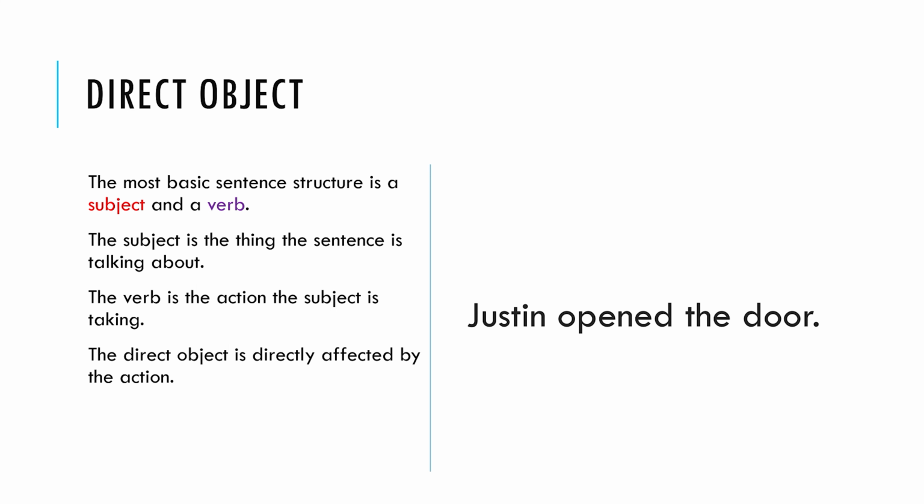Justin opened the door. By now, you should be identifying the subject pretty quickly. Hopefully, you're identifying the subject as Justin, the star of the sentence. What is the subject doing? Well, he's opening the door, so that's the verb. Now you're going to ask yourself, what's happening with the door? Is the door being directly affected by the verb? Is the act of opening happening directly to the door? It is. So the door would be the direct object.